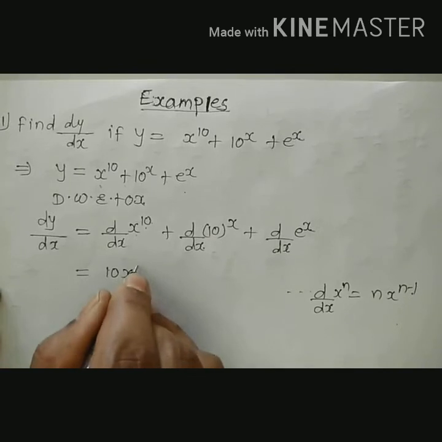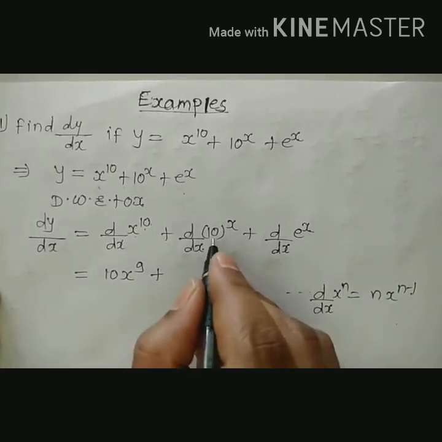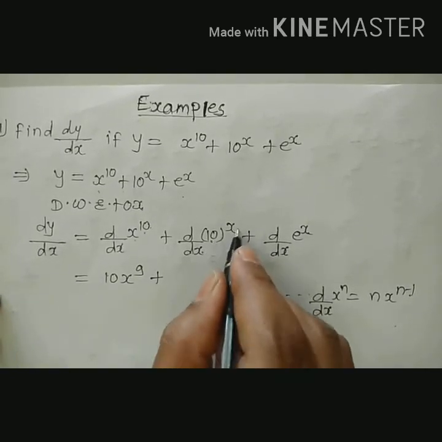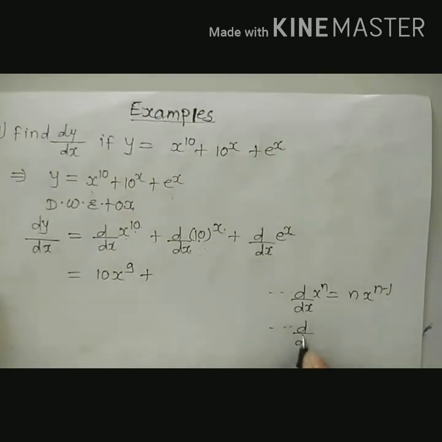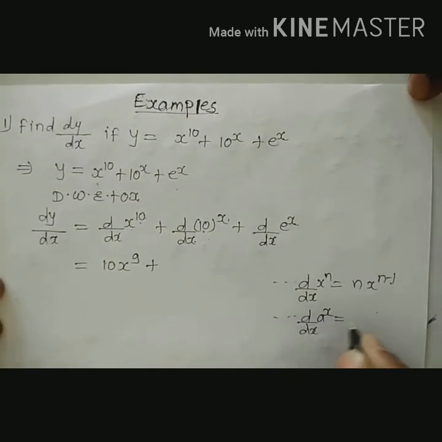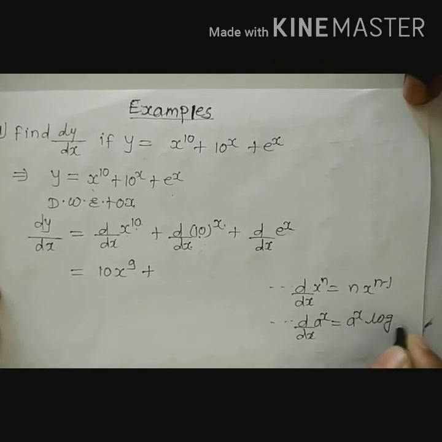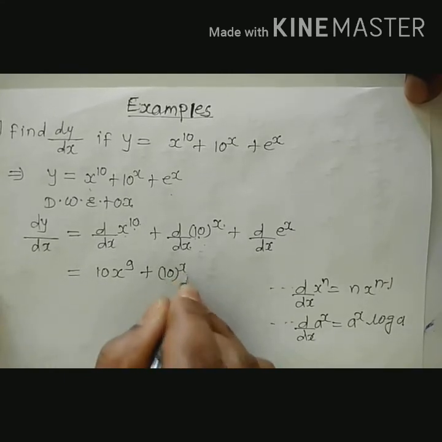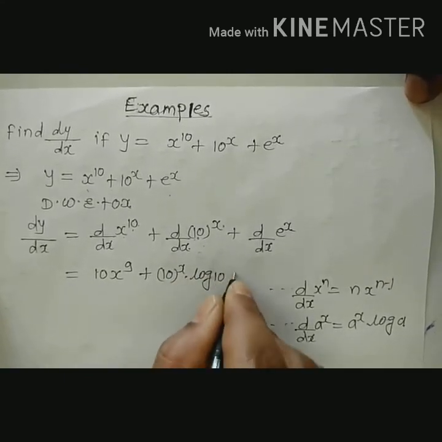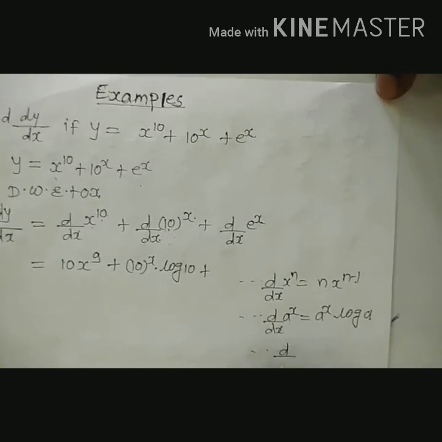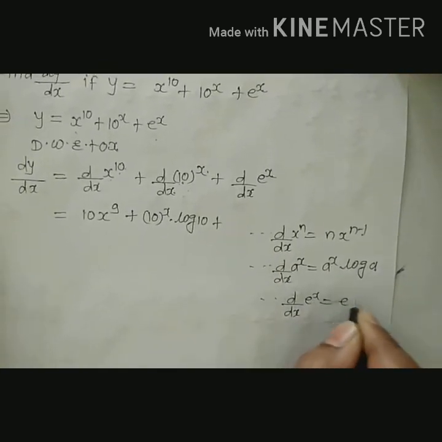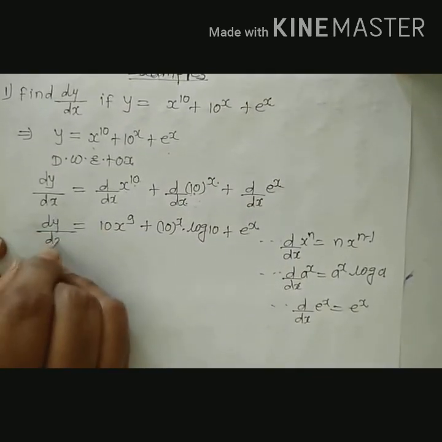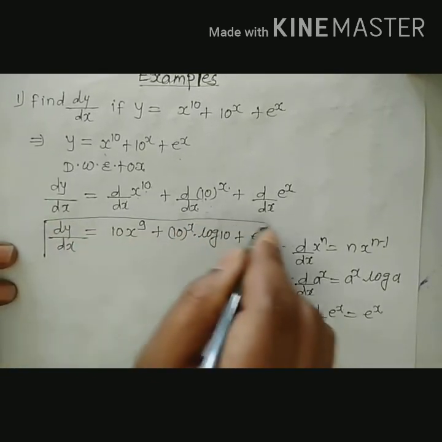Therefore 10 into x raised to 9 plus, here in 10 raised to x, the base is the constant and the variable is the power. Which formula do we use here? The derivative of a raised to x is a raised to x into log a. Here a means 10, therefore 10 raised to x into log 10, plus, using the formula, the derivative of e raised to x is e raised to x, plus e raised to x. That is the answer. dy by dx equals 10 x raised to 9 plus 10 raised to x log 10 plus e raised to x.